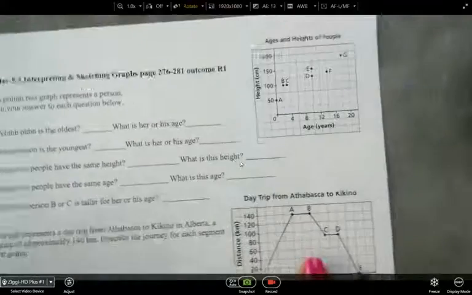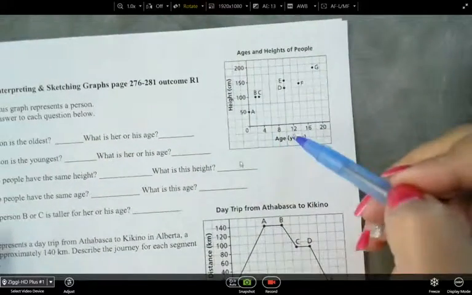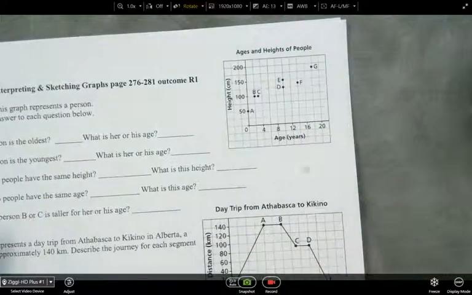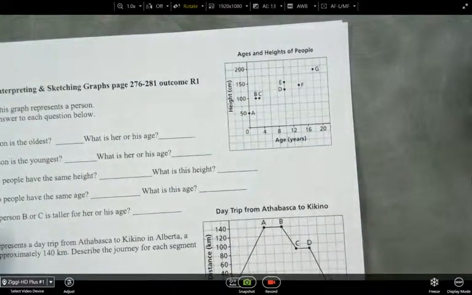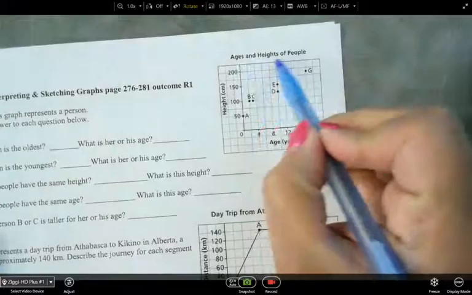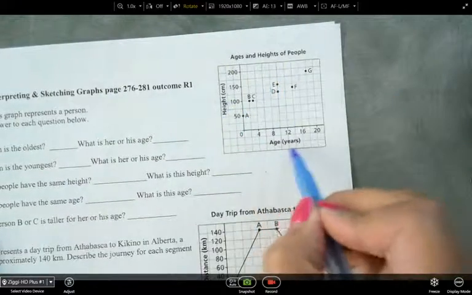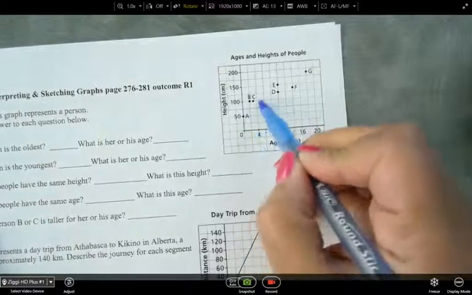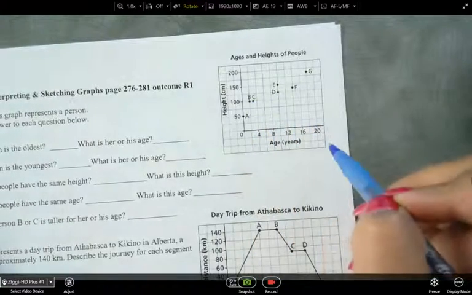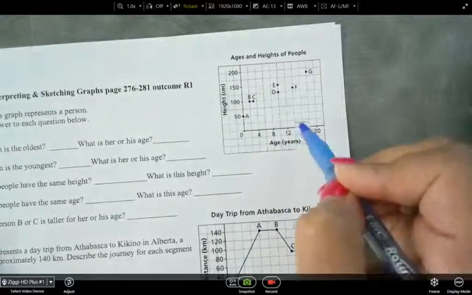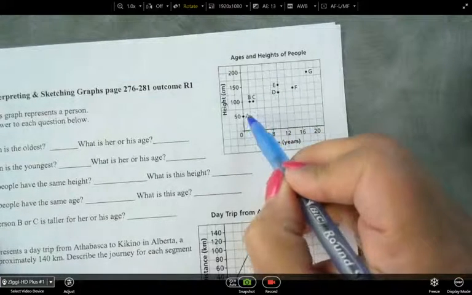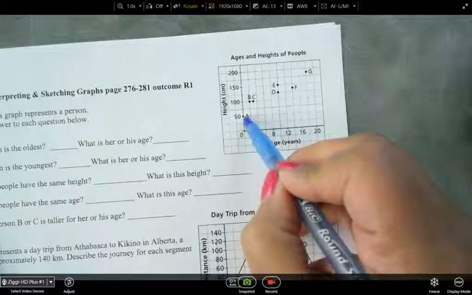Okay, so we're going to look at this plot. What can you tell me is happening on this graph? This one here, where it says ages and heights of people. And over here, this is heights and this is ages. So what are these dots representing? They're representing the ages of the people and their heights.